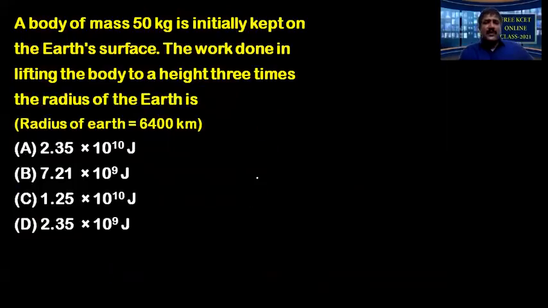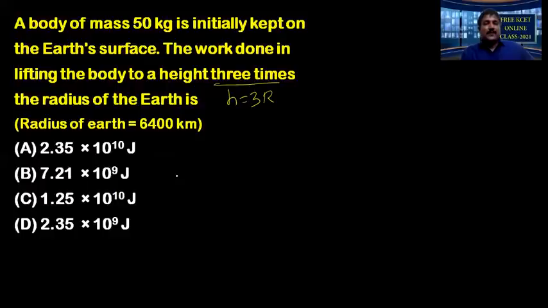Okay, so then I move to the next question. A body of mass 50 kg initially kept on the Earth's surface. The work done in lifting the body to a height 3 times the radius of Earth is. So here the body initially on the Earth's surface, it has got certain energy. We are not giving any kinetic energy here in this case. So here work done is nothing but change in potential energy. We are just changing its position from Earth's surface to a height equal to 3R. Okay, one thing we can note down.